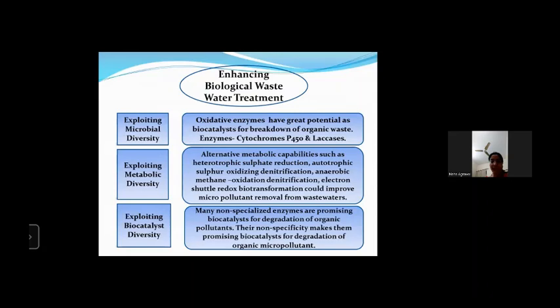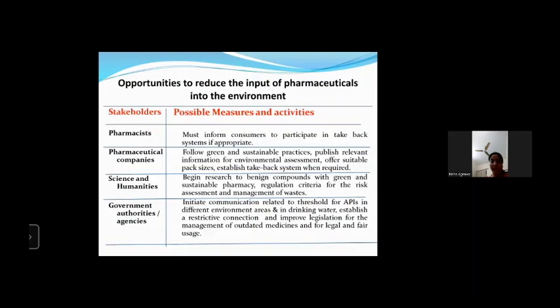The next is exploiting biocatalyst diversity. These non-specialized enzymes are promising biocatalysts for degradation of organic pollutants, and their non-specific nature makes them promising biocatalysts for degradation of organic micropollutants. These are the opportunities which should be used to reduce the input of these pharmaceuticals.